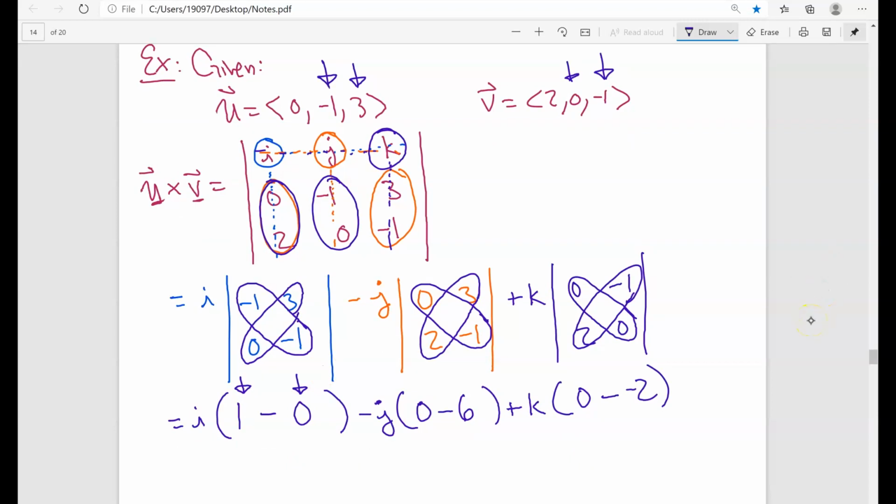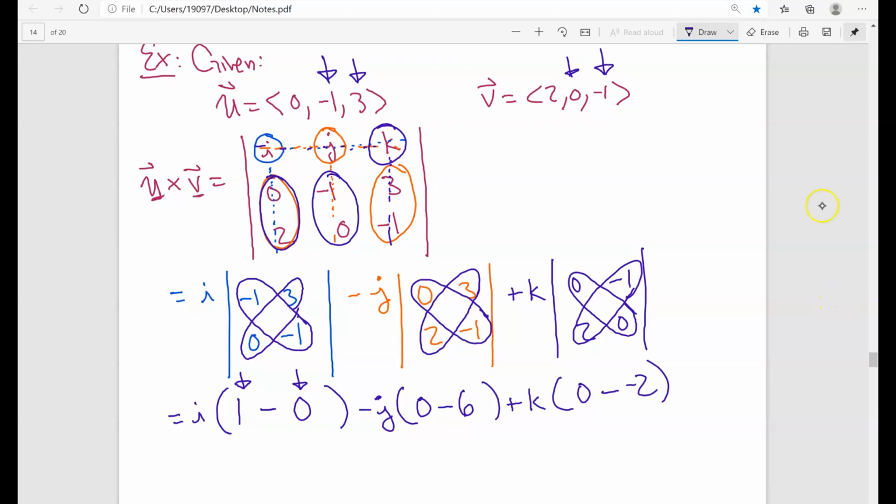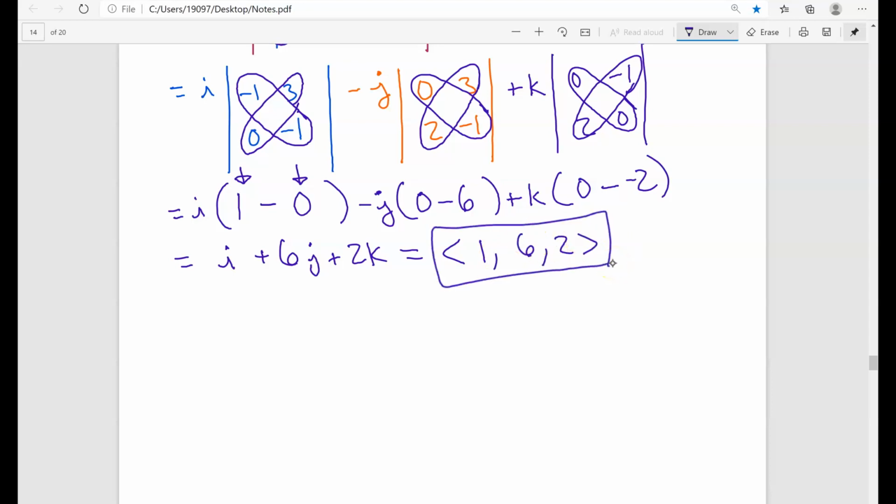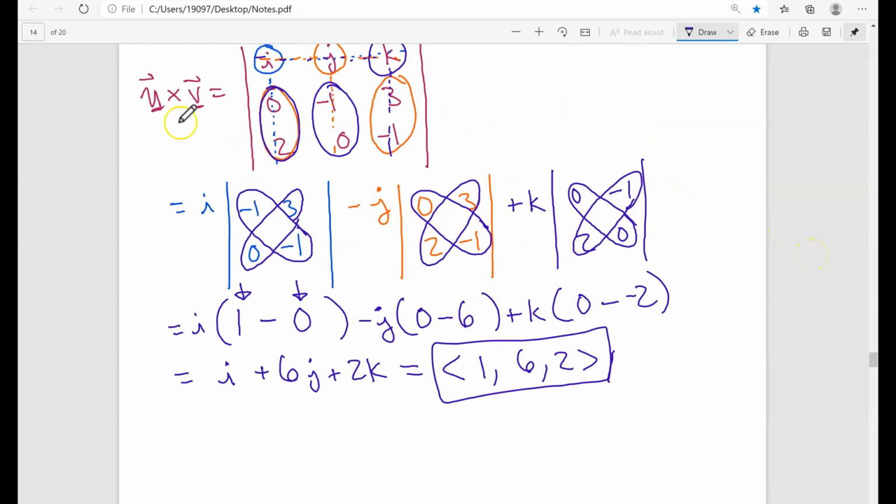Now, this algorithm works, and if you take Math 254, you will know that, and I'll give you a little bit of a hint of how this is actually working when we talk about determinants with matrices. So now what you end up getting is 1 minus 0 gives me 1, so you're just left with I. Minus 0 minus 6 gives me negative 6 times another negative. That gives me a positive 6, J. And then this is going to be a negative and a negative. Give me a positive 2K. So since we had it in component form before, we're going to get 1, 6, and 2. So this is the cross product between U and V.